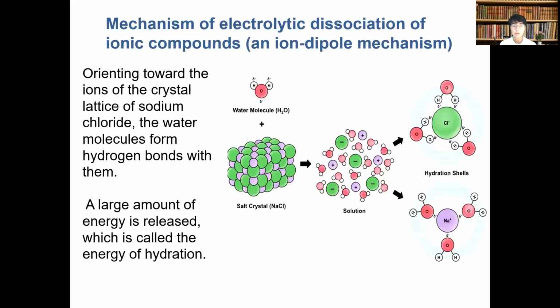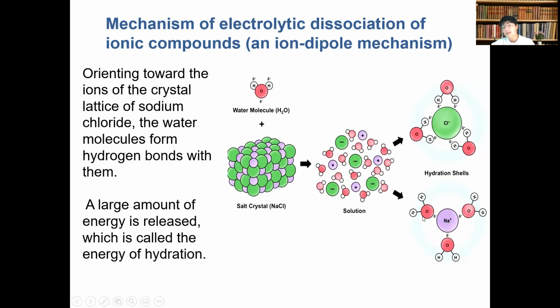This slide demonstrates the mechanism of electrolytic dissociation of ionic compounds, the ion-dipole mechanism. You see the interaction between a salt crystal, sodium chloride, and water molecules, and in solution you see the cation and anion, forming hydration shells around the chloride anion and hydration shells around sodium.